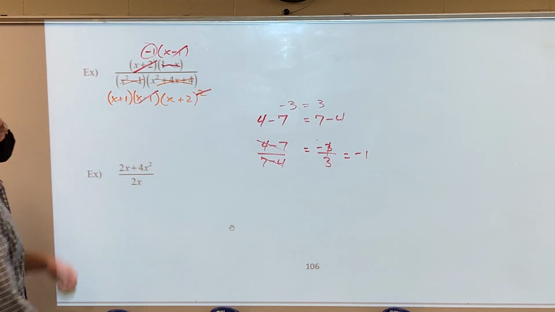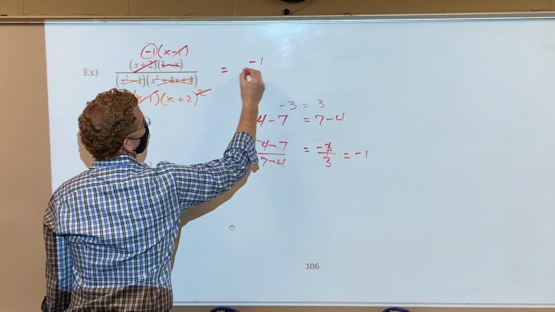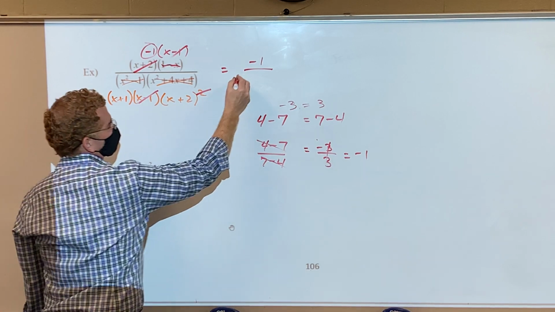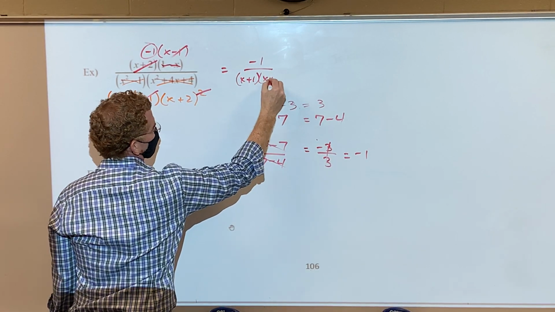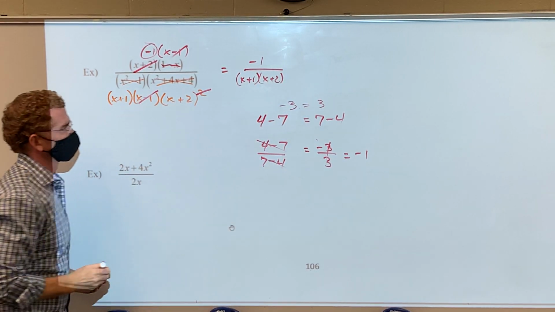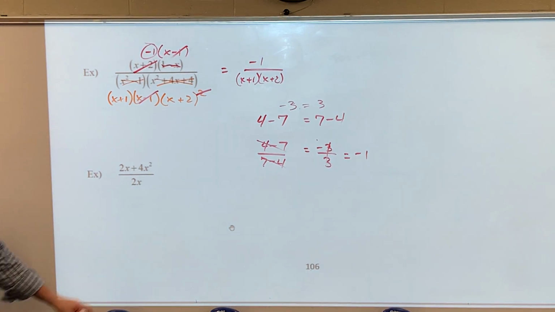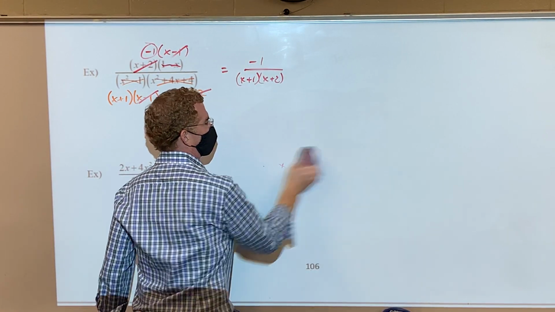So in the end, what do I end up with? -1 in the numerator, and I am not going to multiply these back together. I'm just going to leave the x + 1 and the x + 2 like that. But again, if you want to do it, you can, but I'm not going to be looking at that part of your work.